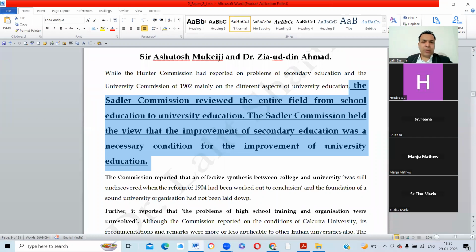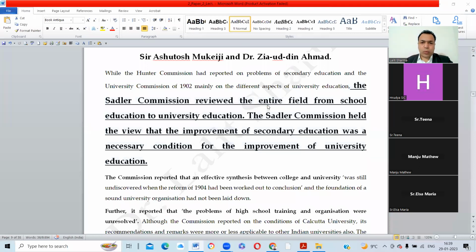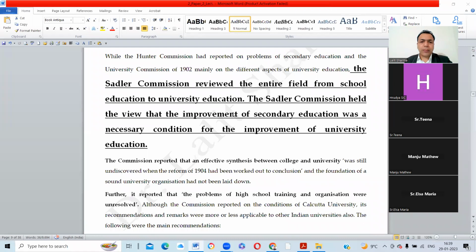1917. You know that in 1917, the first university was established during that time. So there were so many problems in the universities. The purpose of this commission is to see the problems of university education and work on the improvement of secondary education. Only then are the necessary conditions for the improvement of university education met, right guys?